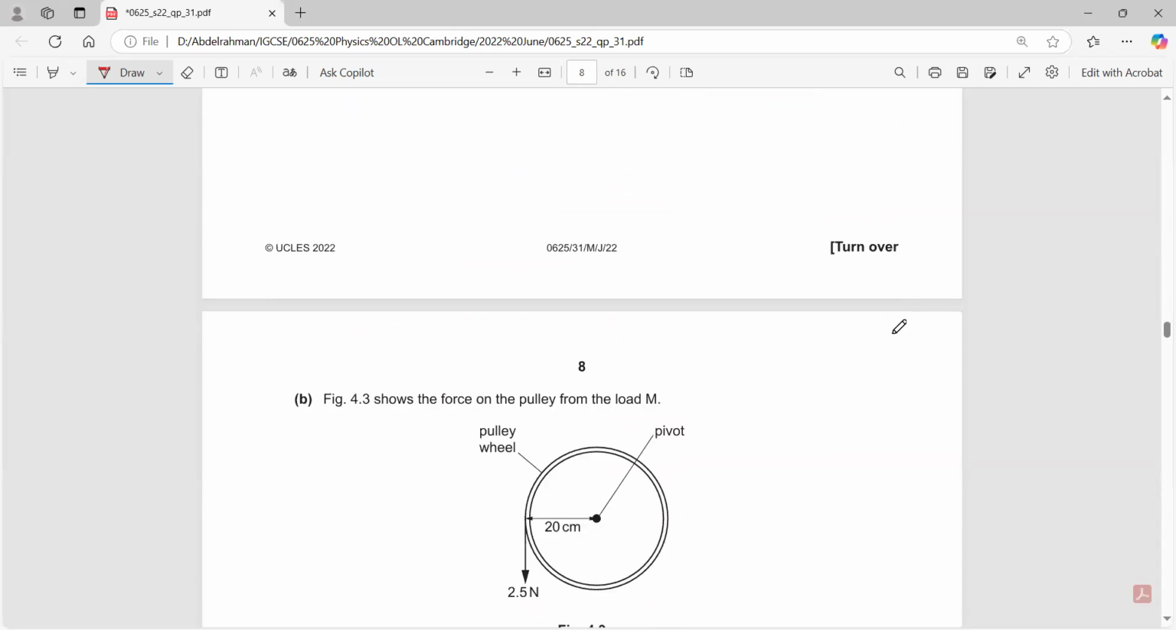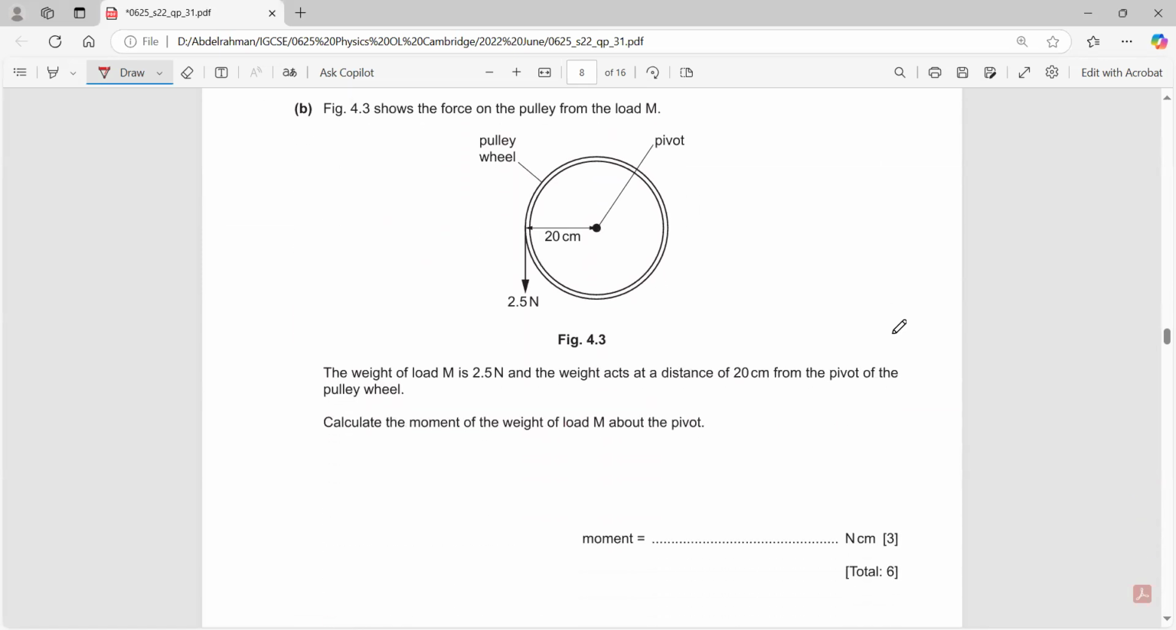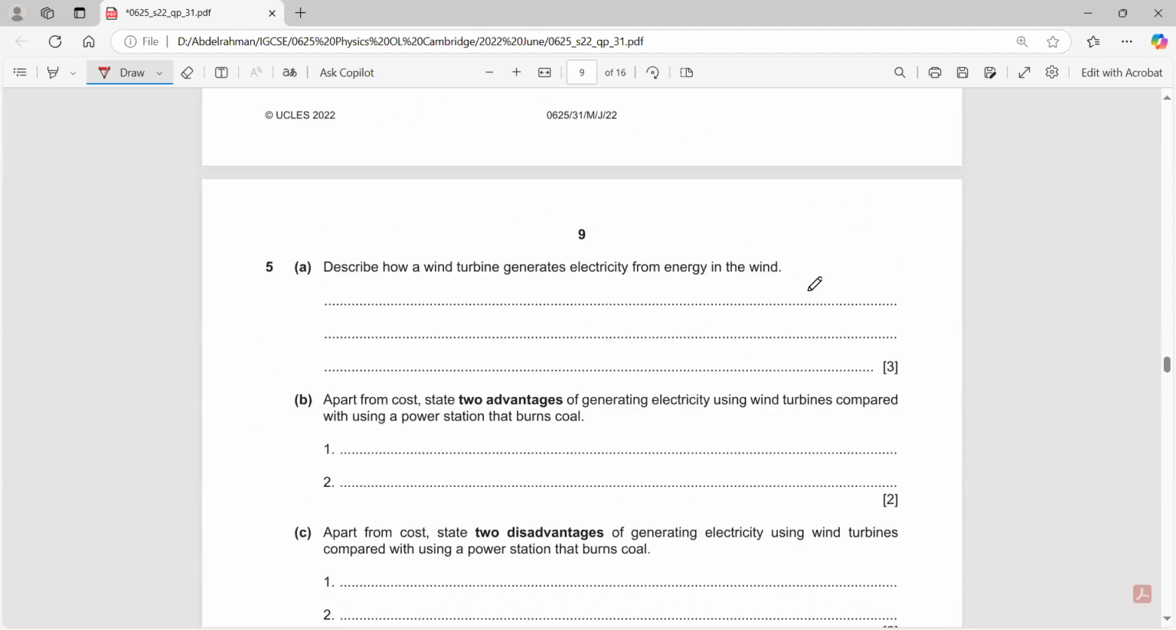Okay. Can I find the moment? Moment equals force times perpendicular distance from the pivot. So 2.5 times 20 is 50 newton centimeters. Okay, 50 newton centimeters. Yeah, moment.